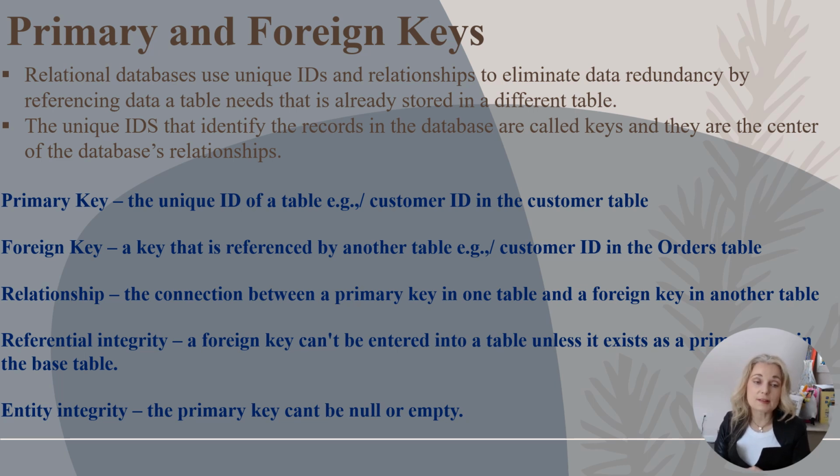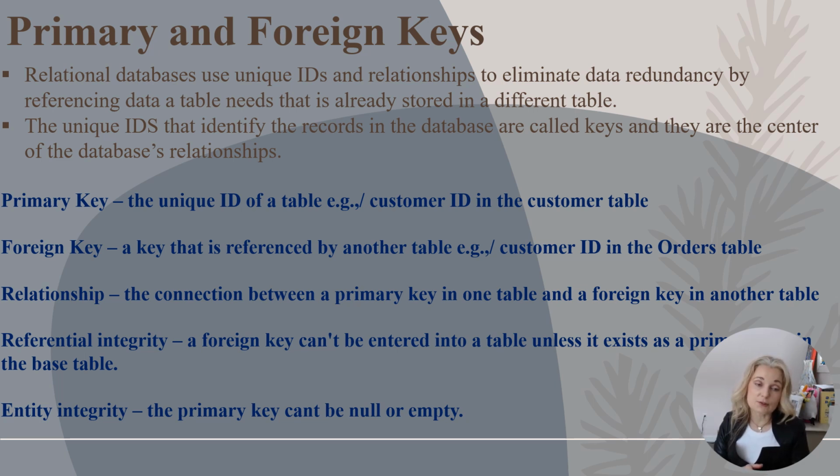And the foreign key is that ID referenced by another table. So for example, customer ID might be referenced in an order table, but because customers may place multiple orders, this ID will not be unique in the orders table. Then we have our relationship, which is just the connection between the primary key in one table and the foreign key in another.